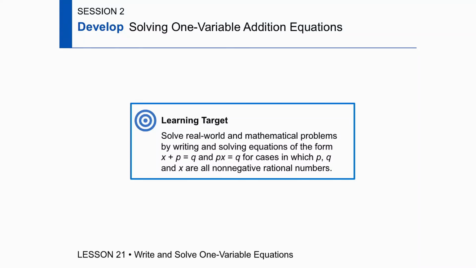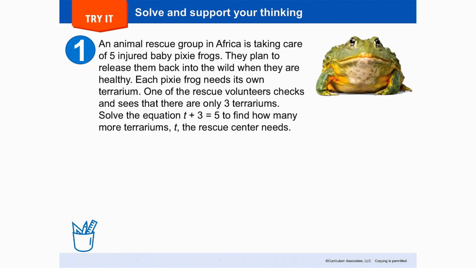Hey guys, this is a lesson for solving one variable addition equations. We're going to solve real world and mathematical problems by writing and solving equations in the form of x plus p equals q and px equals q for cases in which p and q and x are all non-negative rational numbers. This is one of my favorite things to do, guys. It's so much fun. All right, let's look at number one.